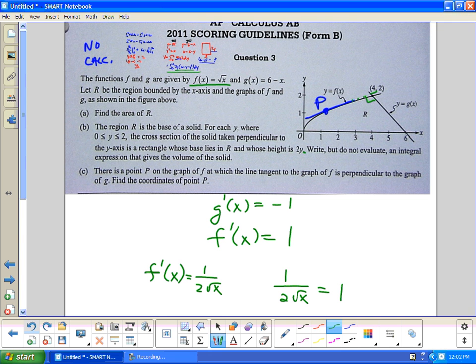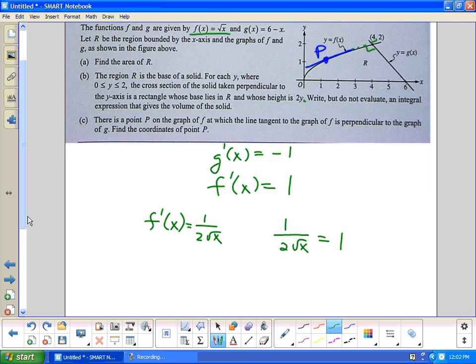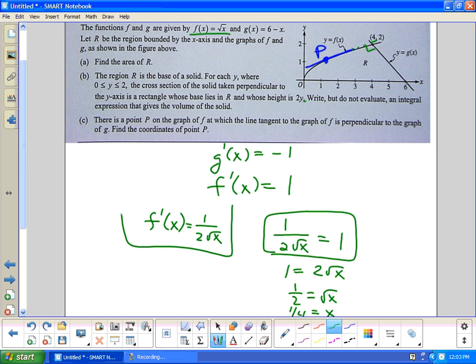So here we go. We got to solve this. If I solve this, do you guys agree it's multiply by that? So 1 equals 2 square root of x. 1/2 equals square root of x. Square both sides. x is 1/4. So this is the equation. This is the derivative. Each one of those is a point, okay?